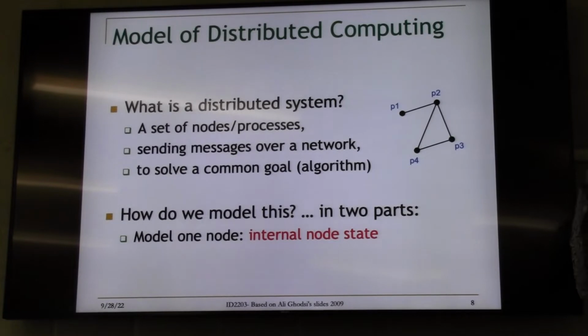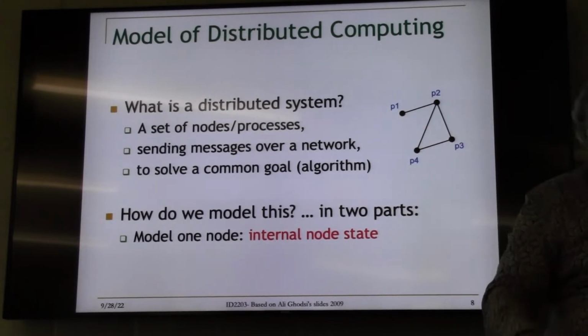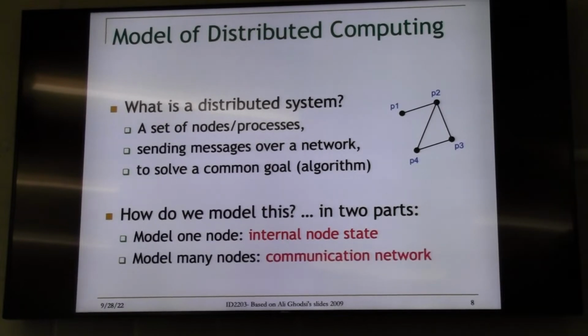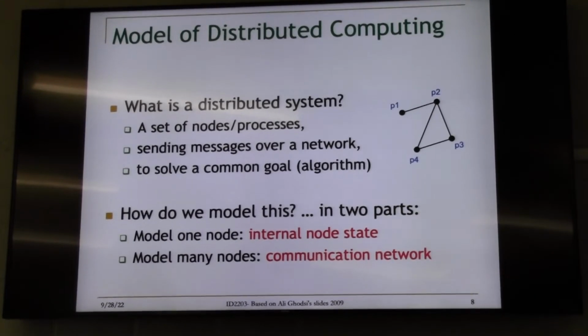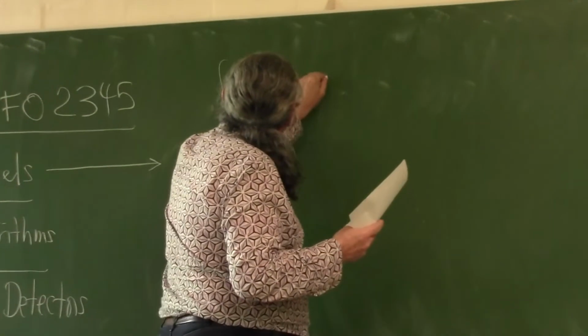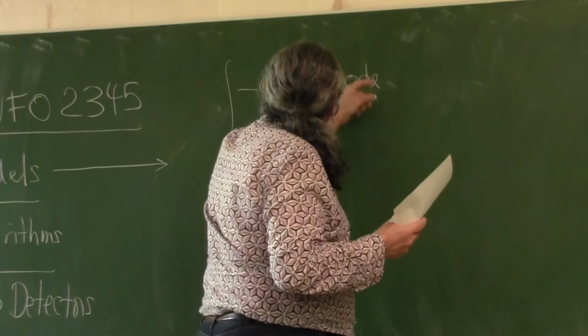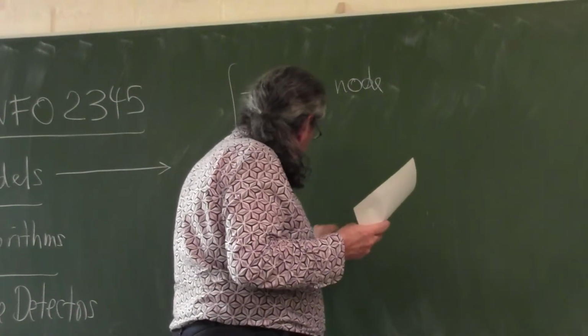How do you model a single node? First, we're going to look at single nodes, and the second part will be the network. So the real subtlety in this whole business will be the network. So here I'm going to make kind of a summary. So one node. First we look at one node, and then we look at what happens when you have many nodes.